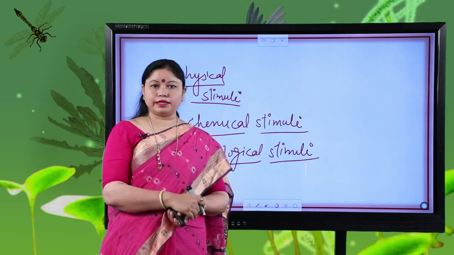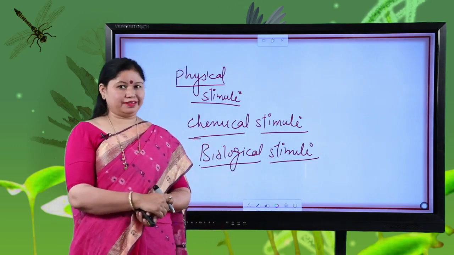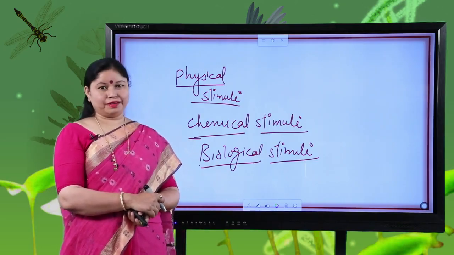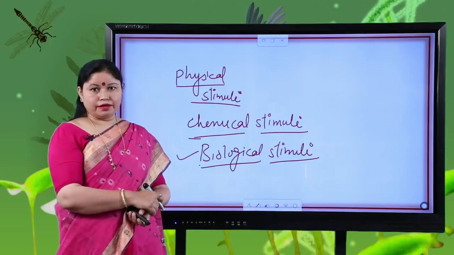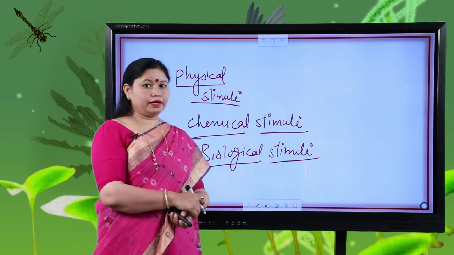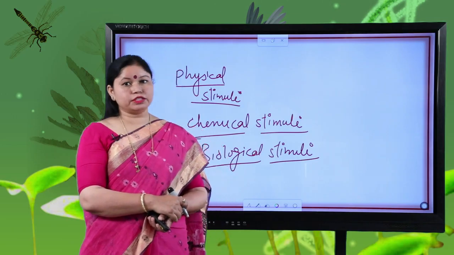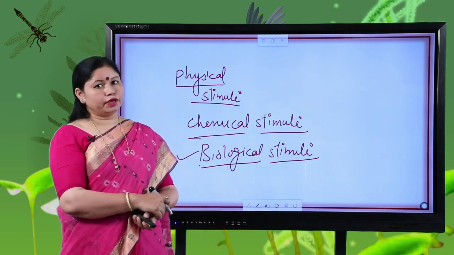Imagine you are walking in a forest, suddenly a tiger comes in front of you. What will happen? You will immediately come into fight or flight mode. This is the response towards biological stimuli. Therefore, now you will be able to understand that organisms give different responses towards different stimuli. The response may vary from one organism to another.